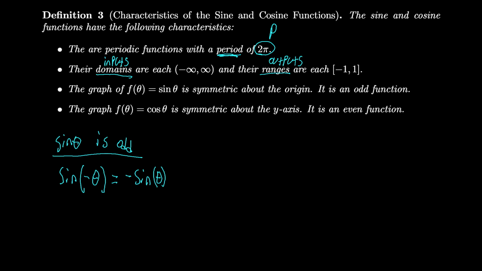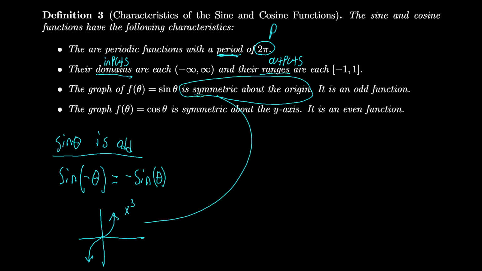And we also said that it's symmetric about the origin. You know something that's symmetric about the origin. It's an odd function. Look at x cubed, for example. X cubed is symmetric about the origin. Symmetric about the origin means it's symmetric about the line y equals x. So this is x cubed. This is symmetric about the origin, this guy right here.